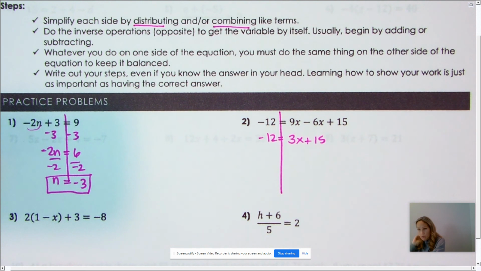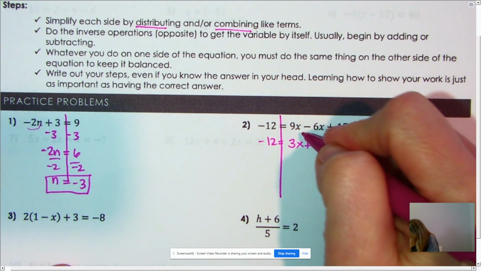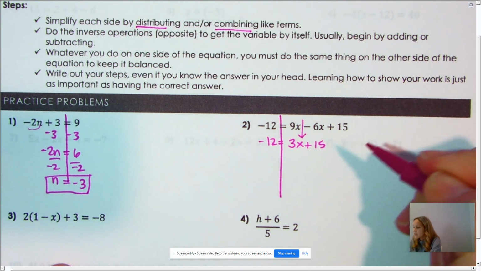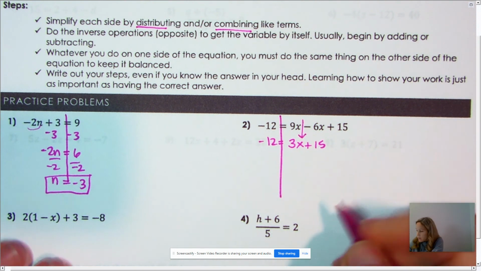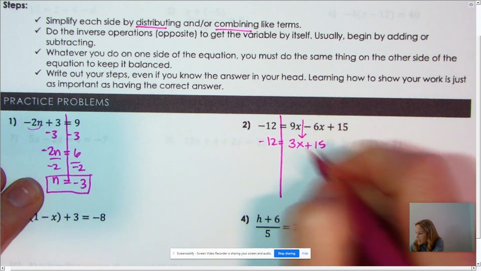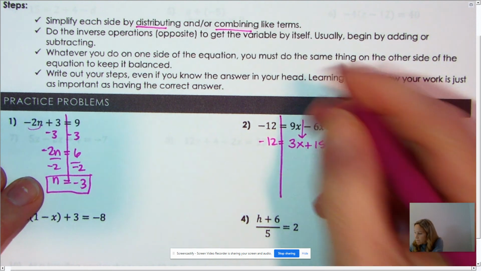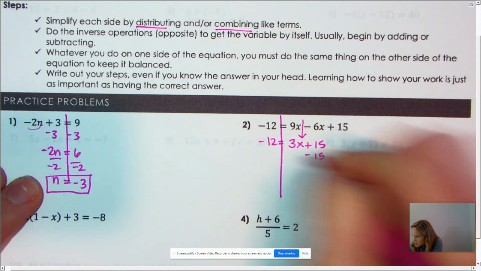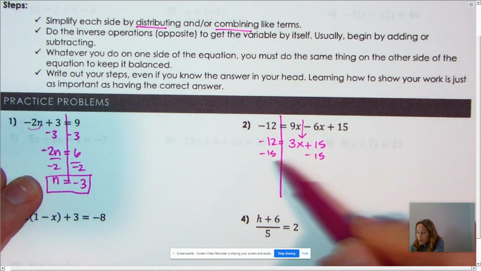Then we're going to do what we talked about on the last one. That's the letter I'm trying to find. Well, the times by 3, divide by 3, that's the very last thing that I do. I need to get rid of any addition or subtraction first. So I'm going to go -15 on both sides. Well, remember, when my signs are the same, they don't cancel, right?